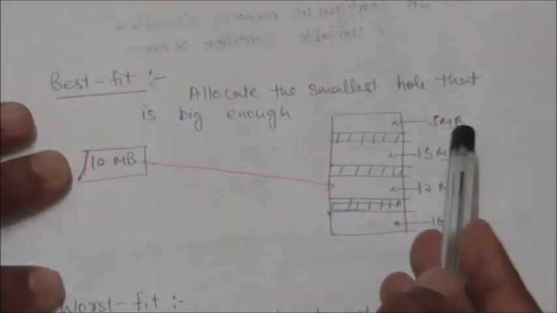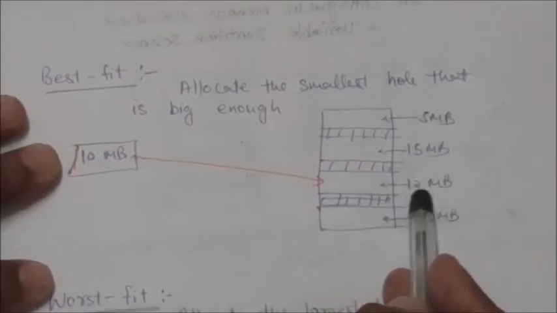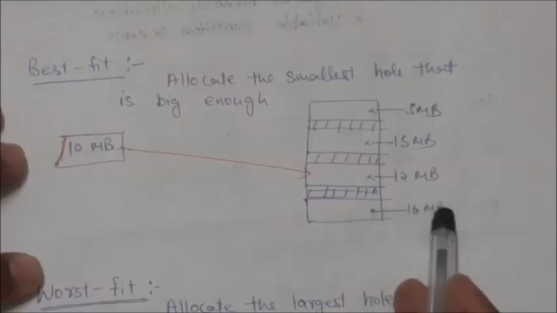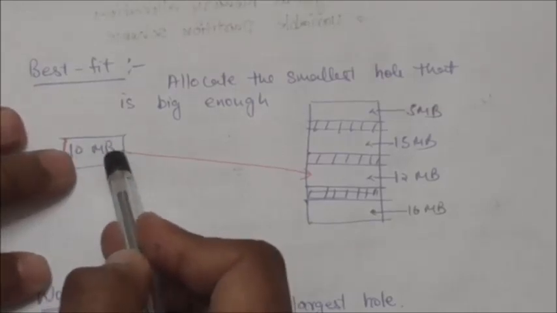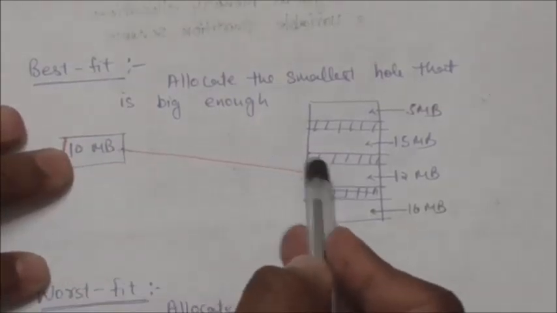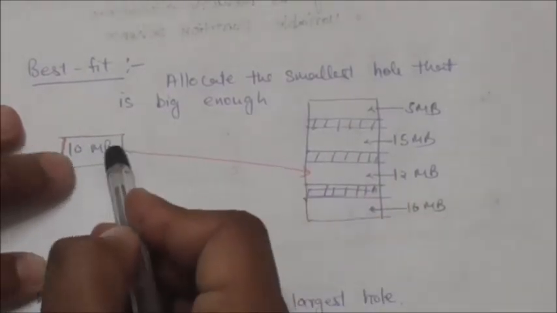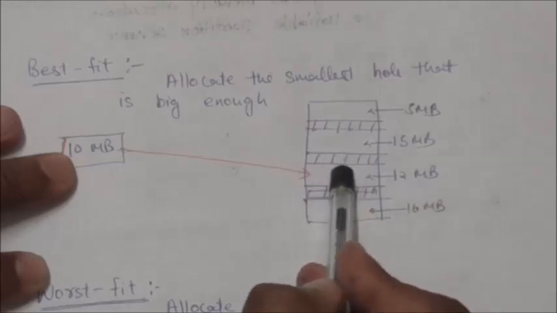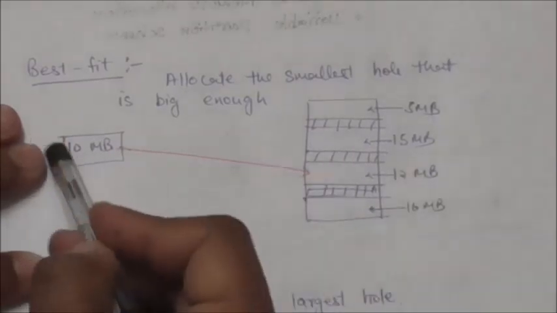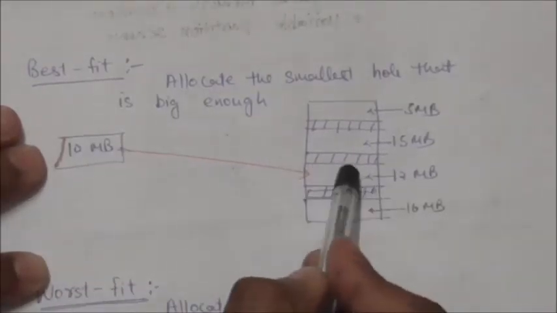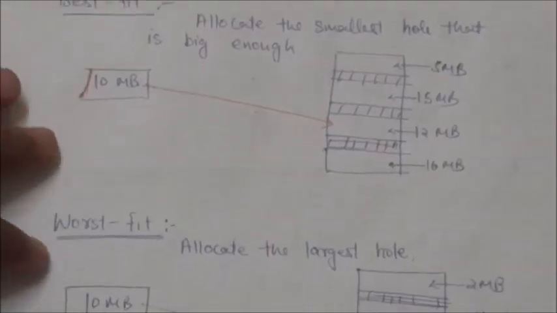Suppose here we have these holes: one of 5 MB, one of 15 MB, one of 12 MB and one of size 16 MB, and there is a request of size 10 MB. Here we will find the smallest hole which is big enough for the request. The request is for 10 MB, so you can see this hole of size 12 MB is the smallest hole which is big enough. This 12 MB hole will be allocated to satisfy the request.